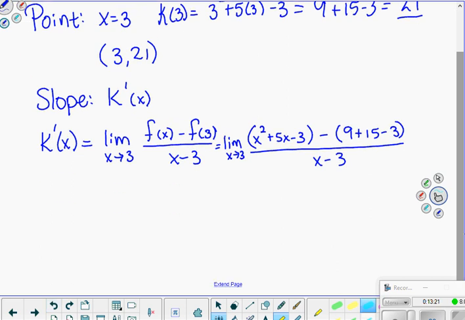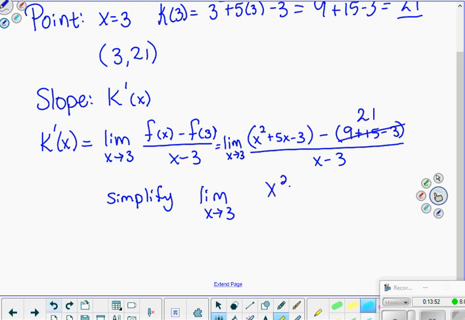Okay. Now it's all about simplifying, isn't it? Let's keep simplifying. Now it's back to what we were doing in chapter 1 when we worked with these difference quotients. 15, 12, 21. Yeah, we had calculated that before. That is 21. So I have an x squared plus 5x and a 3 minus 21 giving me a negative 24 over an x minus 3.